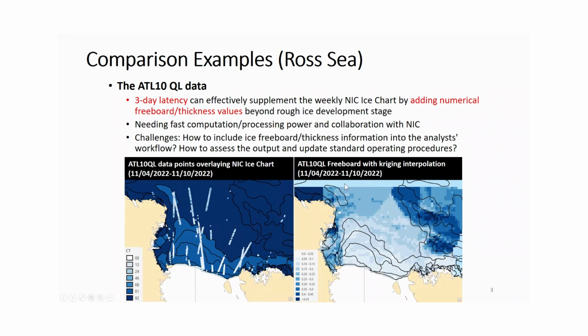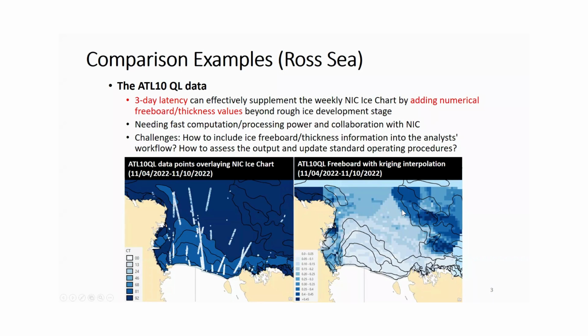We also create a surface freeboard map by using this ICESat-2 data. And as you can see here, the polygons of the ice chart and the thin ice area or thick ice area from ICESat-2 agree very well. So by using this quick look data with 3 days of latency, we can efficiently supplement this ice chart data by adding numerical freeboard or thickness values beyond the rough ice development stage of the ice chart.